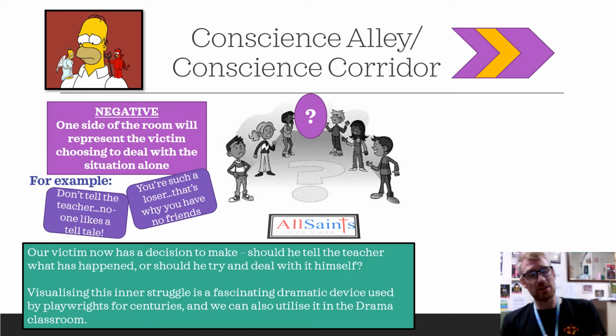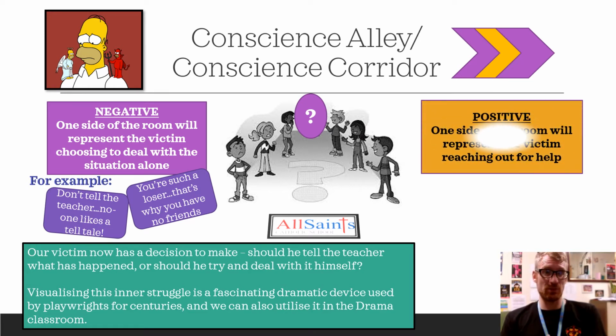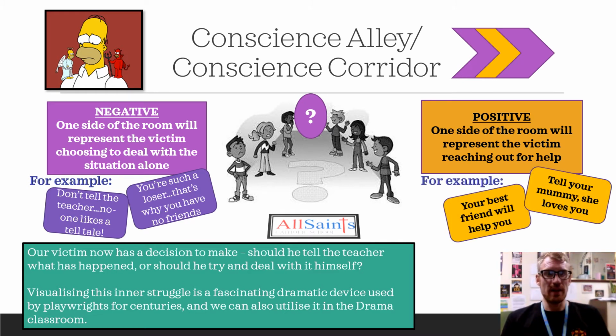On the other side of the class, you have the other half of the class, and they are each responsible for coming up with a positive message for the central character. And that should represent the idea that the victim should reach out for help, not deal with it alone. A couple of examples. One student might say, "Tell your best friend, he will help you." And another student might say, "Tell your mummy, she loves you more than anything," whatever.